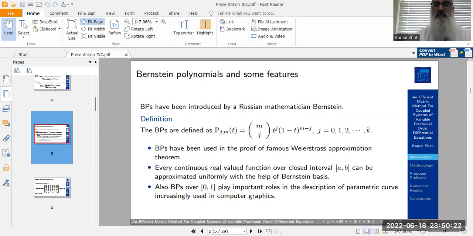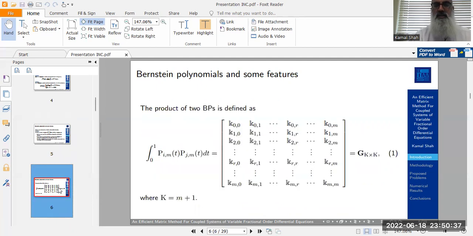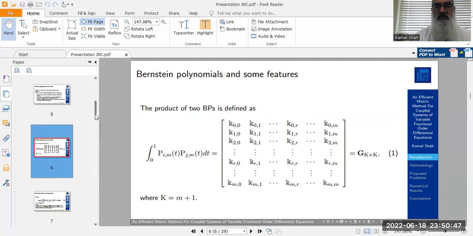Similarly, every continuous real valued function over a closed interval [a, b] can be approximated uniformly with the help of the Bernstein basis. Also, Bernstein polynomials over the closed interval [0, 1] play an important role in the description of parametric curves, increasingly used in computer graphics. The product of any two Bernstein polynomials can be expressed by this inner product, which further can be written in matrix form as follows, where k is equal to m plus 1 and represents the dimension of the matrices.